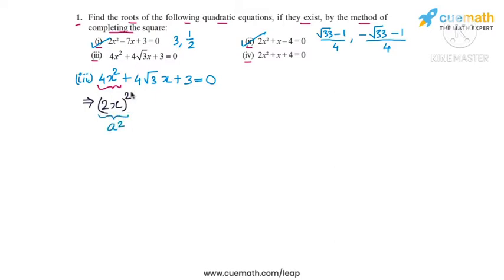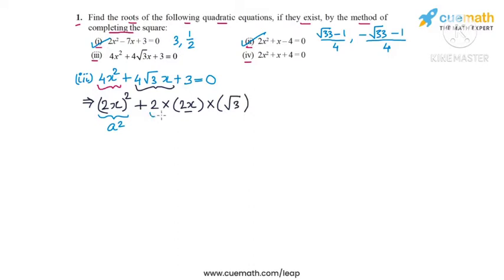So now let's express the second term 4 root 3x in the form 2ab. So we can write this as 2 times 2x, a is 2x, so 2 times 2x. So what multiplier should I have now so that I get 4 root 3x? So 2 times 2x is 4x, so I need a root 3 factor to get 4 root 3x.